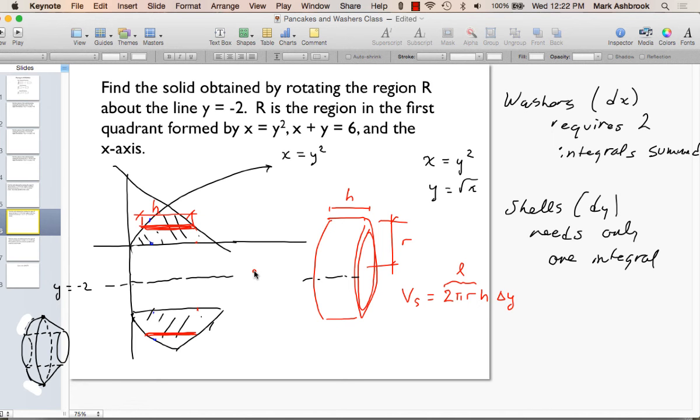Because we just need the change in radius. y is the higher y minus. And in order to get the radius, we need to only take into account this one.